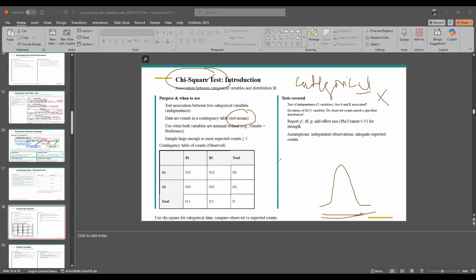I said before, at the start of the first day, I told you about the variable pane. Okay, so we have categories, and the first point is the categories. There must be two categorical variables, not one.